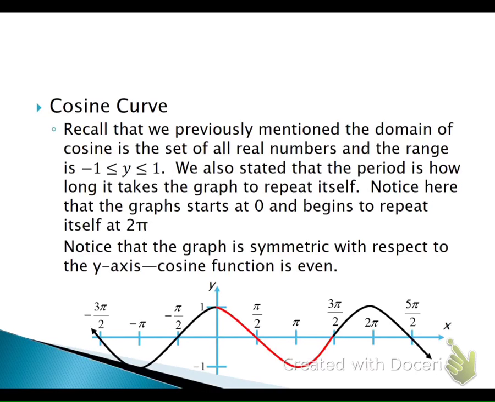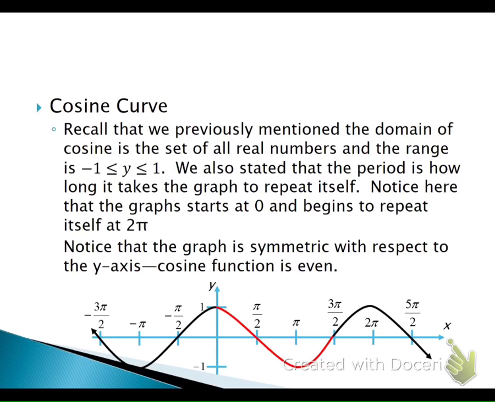If you look back, the only difference is where our graph starts. Cosine starts up at the +1, where sine starts at the 0. Otherwise, they share the same values. But going on, it says, notice here the graph starts at 0 and begins to repeat itself at 2 pi.